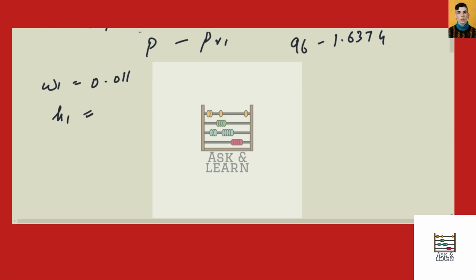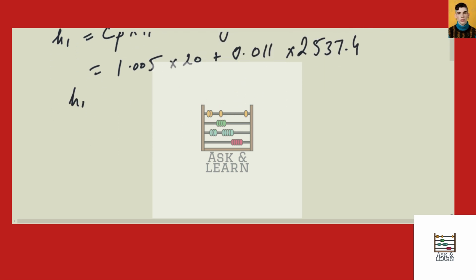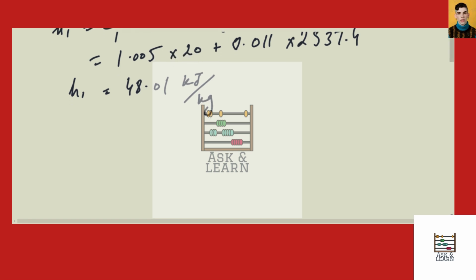So H1 is equal to Cp into T1 plus W into Hg1. So it's 1.005 multiplied by 20 plus 0.011 multiplied by 2537.4, and H1 is equal to 48.01 kilojoules per kg.